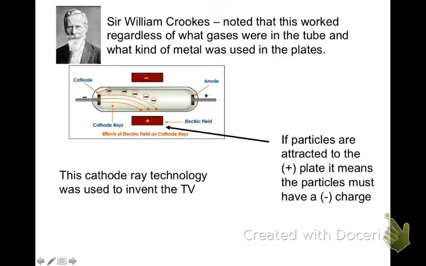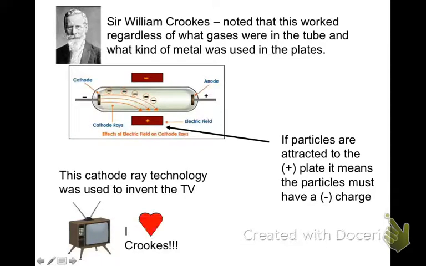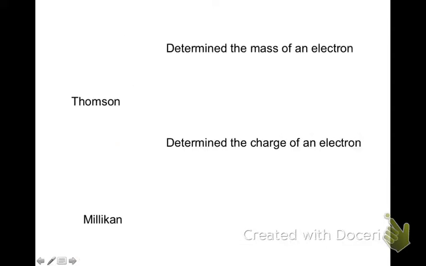Actually, a cathode ray tube is what is in old school television sets. The televisions with the really big backs have a cathode ray tube inside of them, and when the electrons hit a screen, it actually causes that screen to light up, and these were used in the first televisions. So if you hear someone who's older say, "I'm going to watch the tube," that is actually referring to the cathode ray tube that was inside most televisions when they first came out. So that's why I love Crookes, because I like TV.